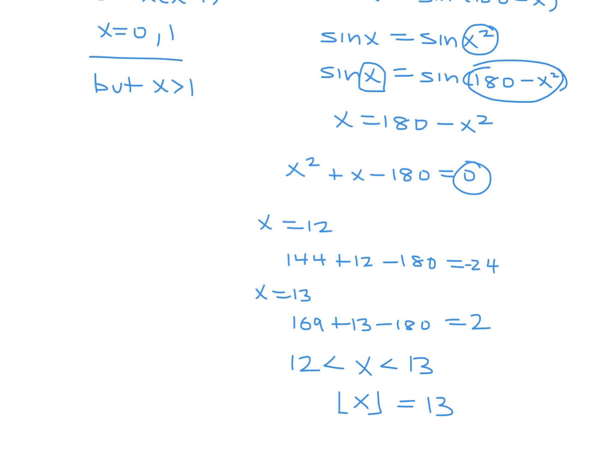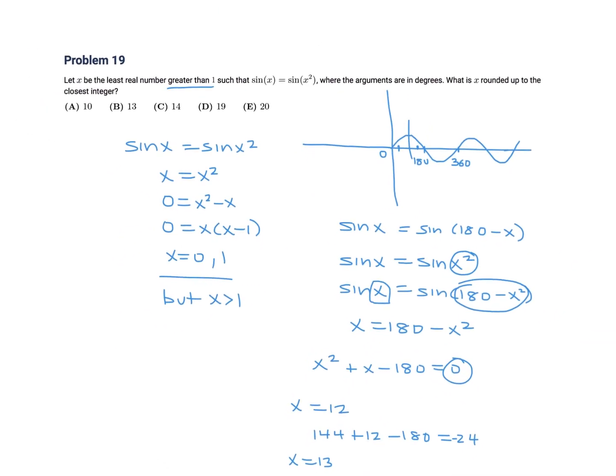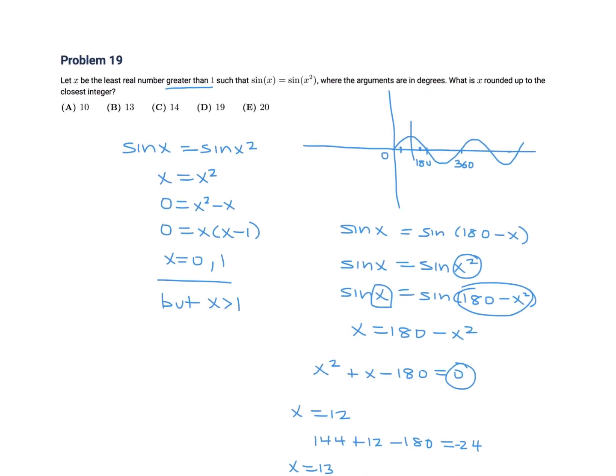And I think that's what they're asking, right? What is x rounded up to the closest integer? Yeah, the answer is 13, and that would be B.